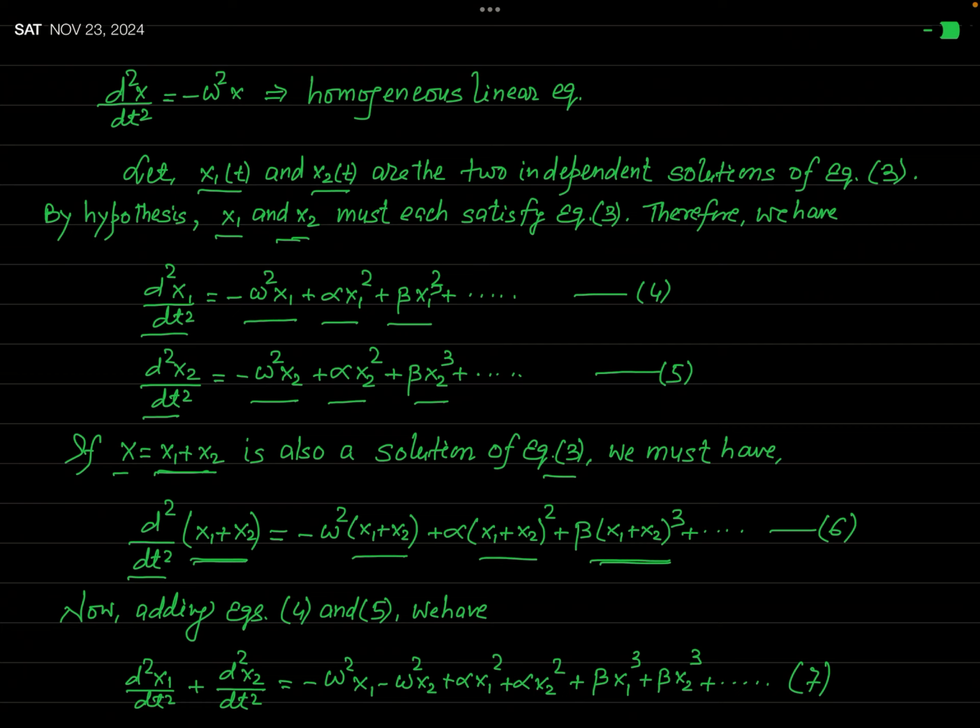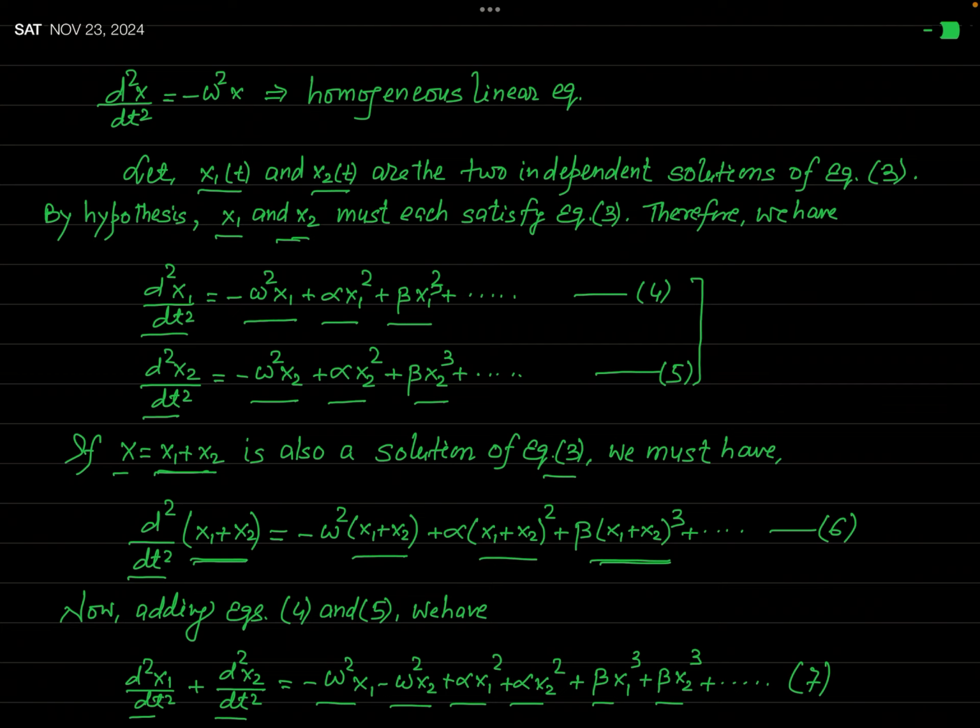Now let us add these two equations 4 and 5. After adding these two equations, let us see what we get. In the LHS, there will be d2x1 by dt square plus d2x2 by dt square. And in the RHS, there will be minus omega square x1 minus omega square x2, plus alpha x1 square plus alpha x2 square plus beta x1 cube plus beta x2 cube.